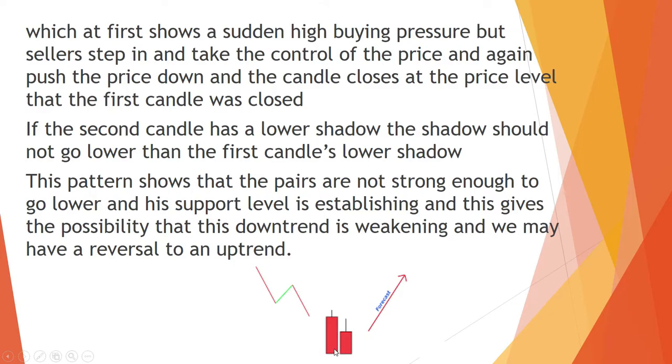If the second candle has a lower shadow, the shadow should not go lower than the first candle's lower body. This pattern shows that the bears are not strong enough to go lower, and this support level is establishing and gives the possibility that this is a downtrend that is weakening, and we may have a reversal to an uptrend like you see here. So it started like this, the bear market, and then the bear was weakening here, and it shows a reversal may happen anytime soon after this.